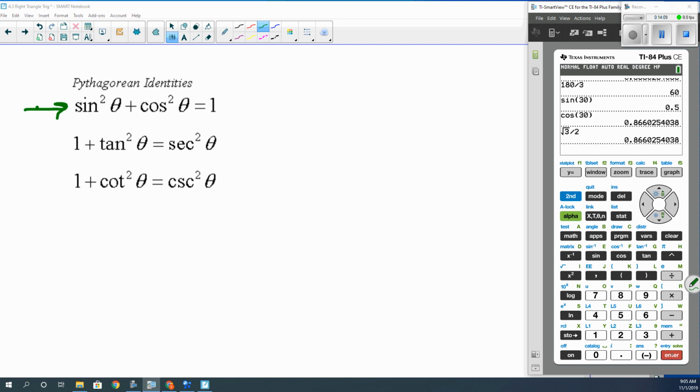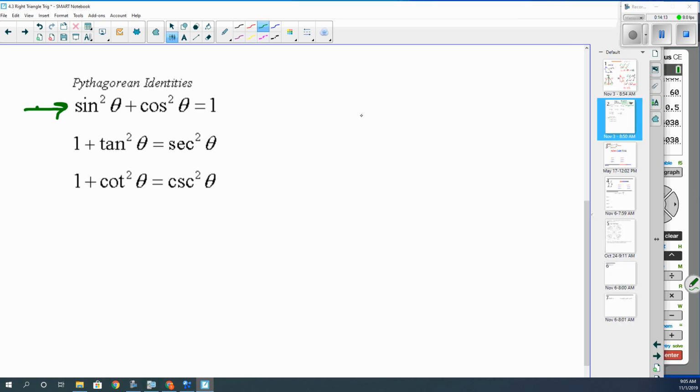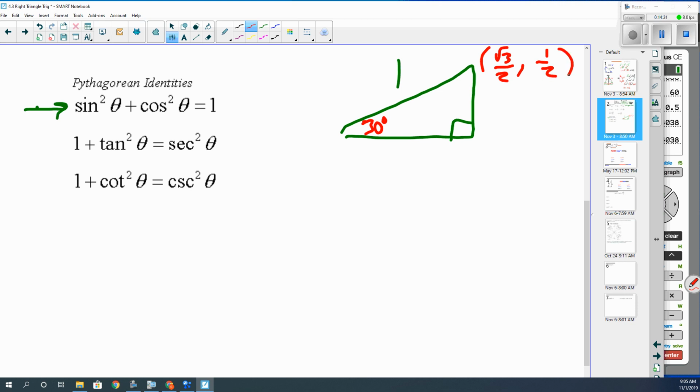So this Pythagorean identity says sine squared plus cosine squared equals 1. Well, from a unit circle, I know that the radius on a unit circle is always 1. If I took one of these ordered pairs, let's say the one at 30 degrees, it says √3/2, comma 1/2. So the √3/2 would be the length from here to here, because that's my x value. The 1/2 would be my y value.